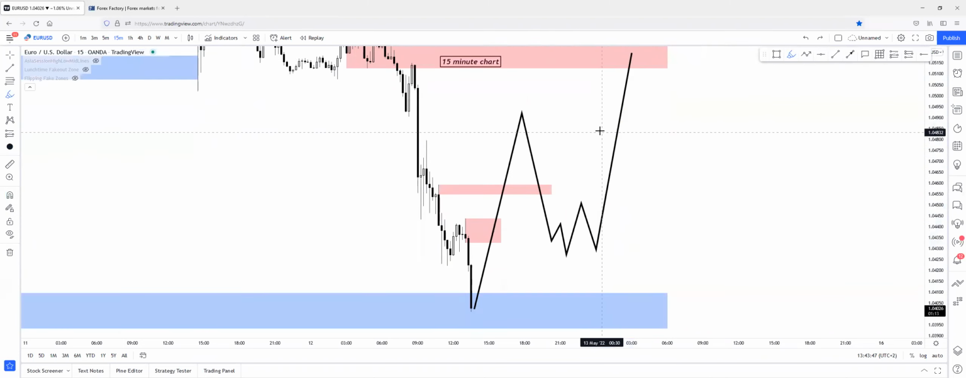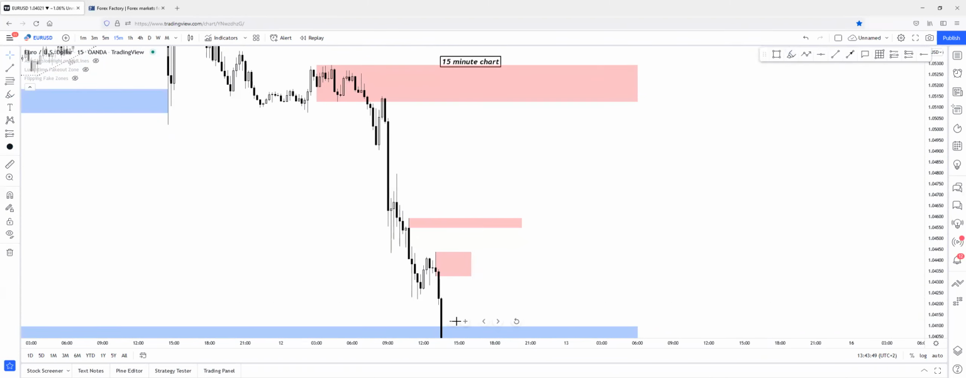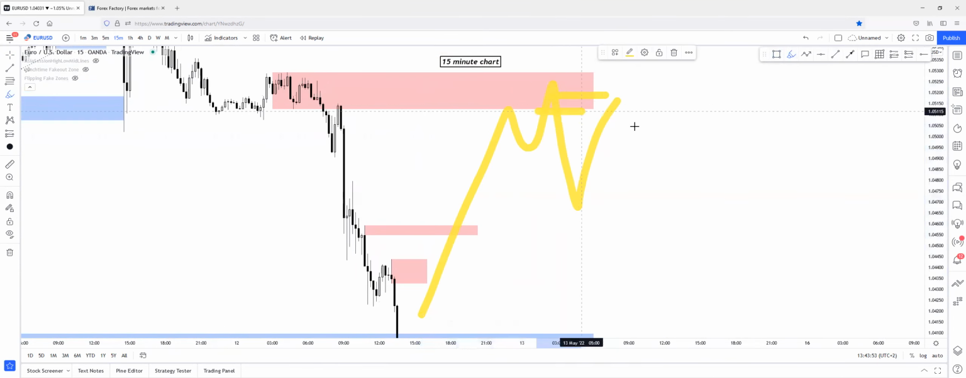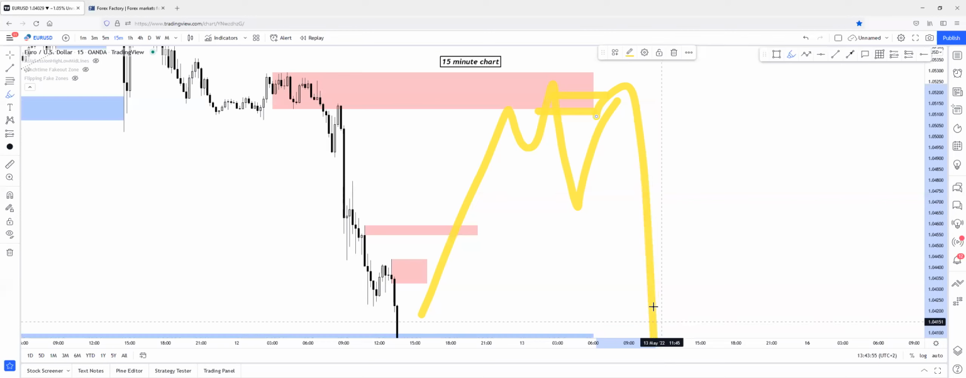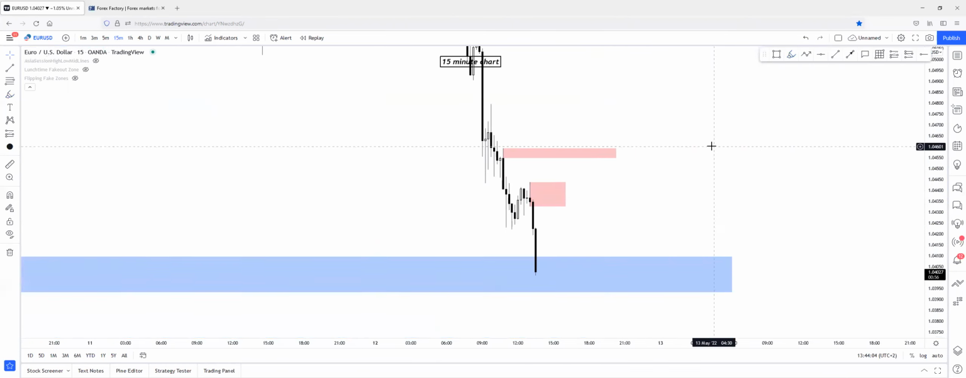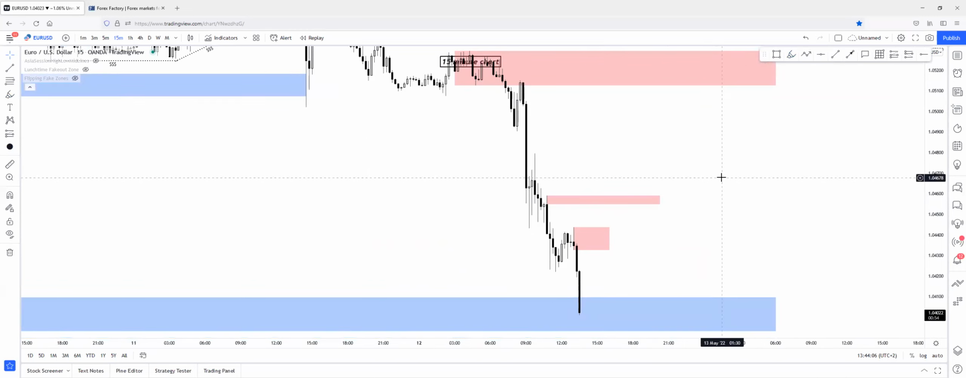But if price taps this supply zone without giving me any long opportunity, so just simply taps it, I'll be looking for a 15-minute change of character and continuation to the downside. That's all. Once again, I'll be mainly aiming for shorts. So basically, that's all about the 15-minute chart. Let me just drink a sip.